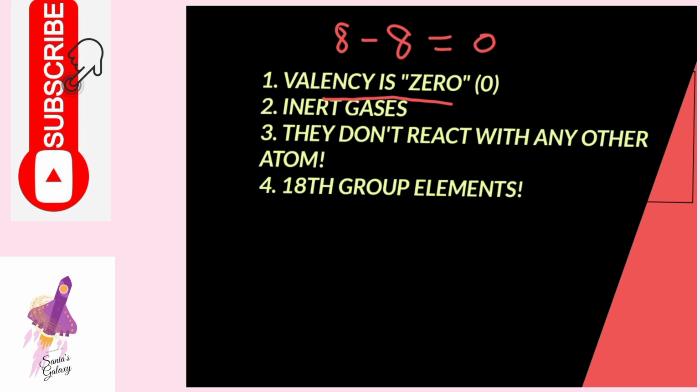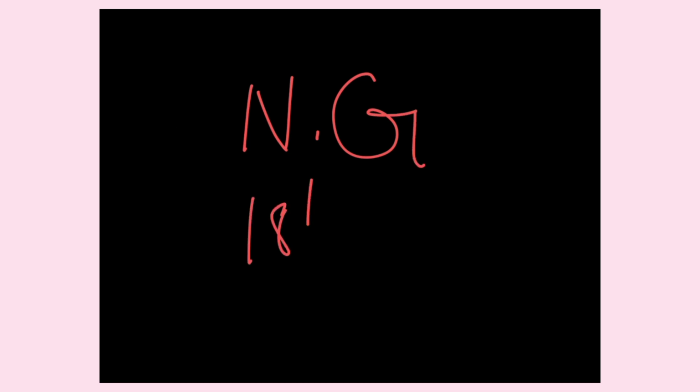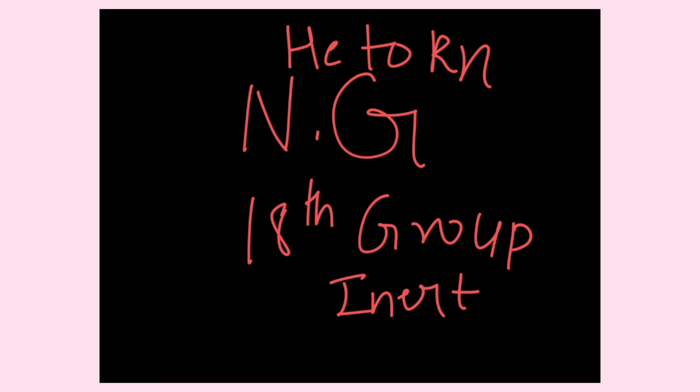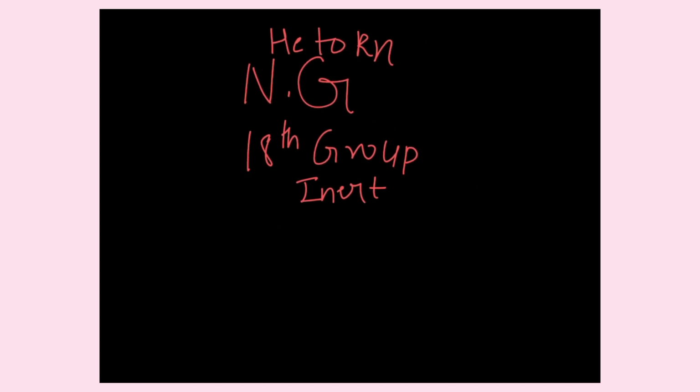Why are they known as inert gases? Because they are the least reactive elements in the periodic table, and they don't react with any other atom, as they are already stable. They are present in the 18th group, known as noble gases. Just remember: noble gases, 18th group, and inert. Inert in nature means they are very least reactive. These 3 points are very important, and their elements are also important: helium to radon. I hope you understood this noble gases topic.